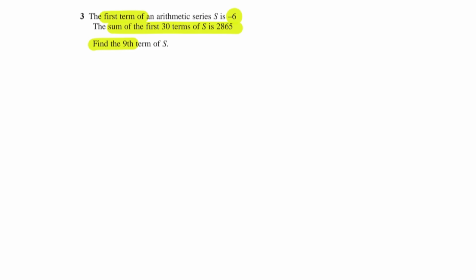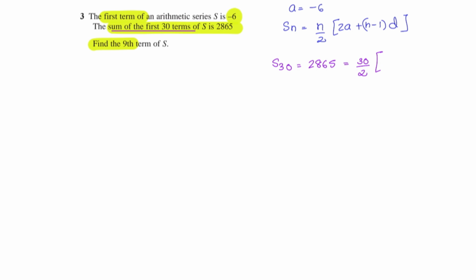So first of all, we know the value for A is minus 6. What is the formula for Sn? Sn is n upon 2 into 2A plus n minus 1 into D. Why did I write this? Because they have given us S30, the sum of the first 30 terms. So S30 is equal to 2865 is equal to 30 upon 2. I'm going to substitute all the values in the formula: 2 into minus 6 plus 29D.